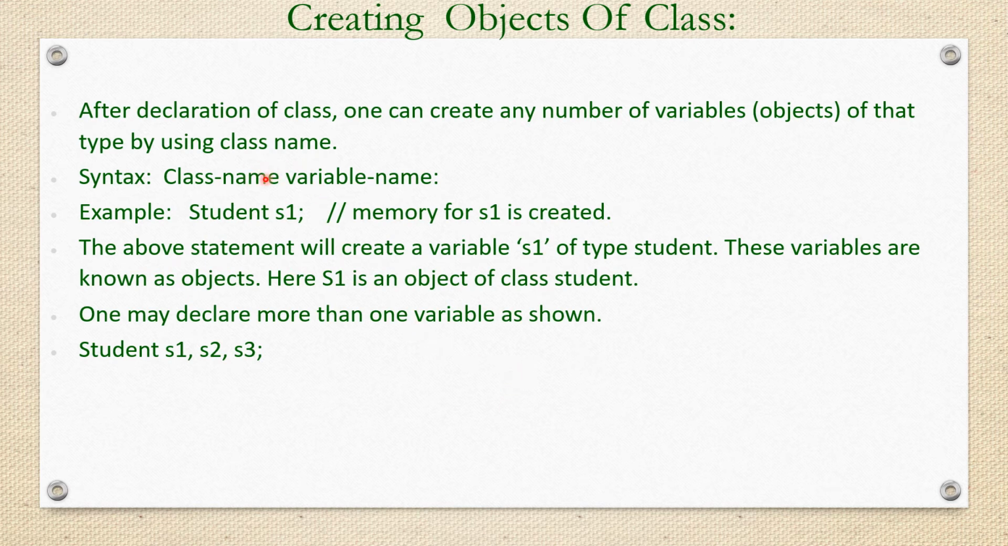Now we will call the variable name an object in C++. So for your reference I have written here variable name. You have to write all this in void main, where you create the object for the class. These variables S1, S2 are known as the objects for that particular class. One may declare more than one variable like student S1, S2, S3, or we can create an array of objects.